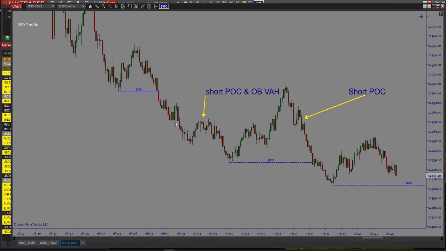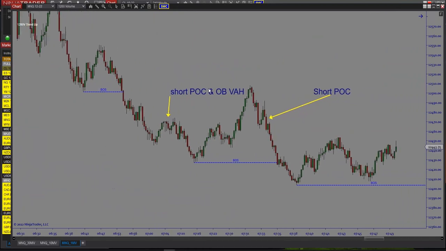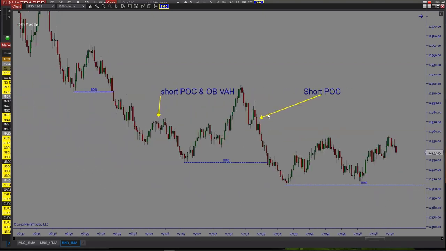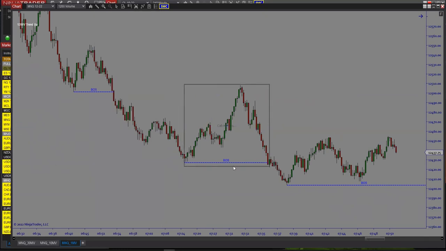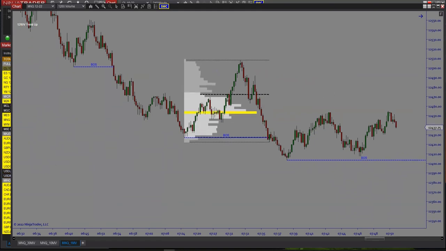Okay, and short POC very high. I'm not sure why that's there. It might have been a misprint, but short POC. Maybe there was a setting I had set up. Let's take this one off. And let's go here. Let's wait for it to load. So there's the point of control.